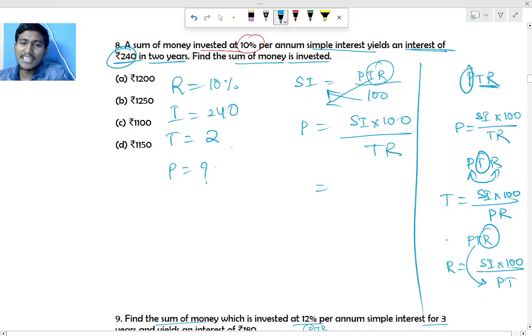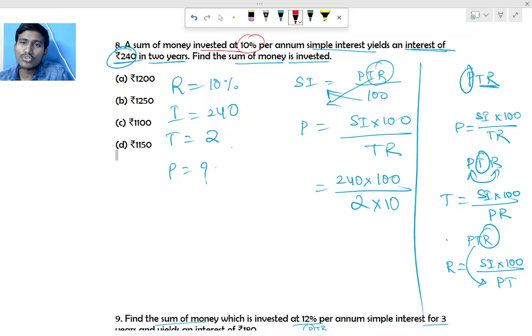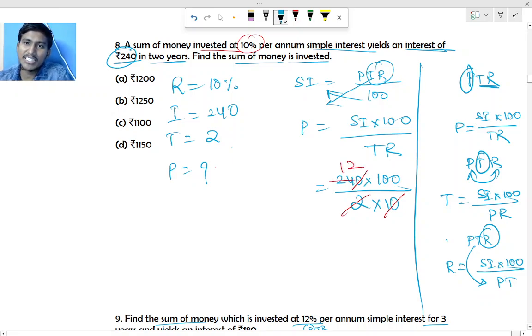Now simple interest is given, 240 into 100 divided by time, which is how much? T is here 2 years, and rate of interest is 10. If you simplify, you will get the answer. So see here, 10 and 10 cancel. 2 how many is 24? 2 12s are 24. So what is remaining? 12 into 100, so 12 into 100 will be 1200 rupees. So principal is 1200. So option is option A.